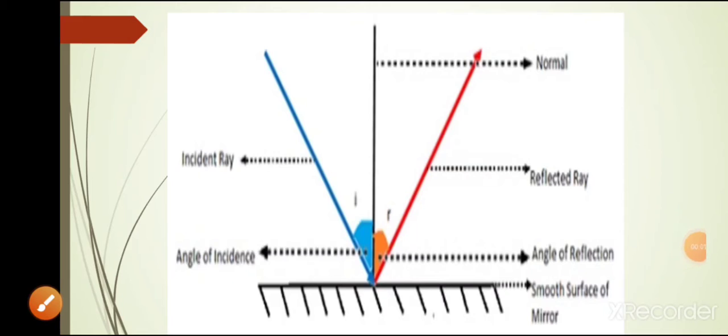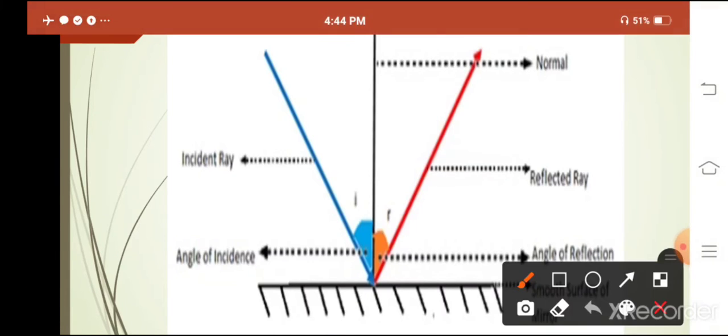Now students, through this figure I will explain to you about the incident ray, reflected ray, normal, angle of incidence and angle of reflection. As I told you about the incident ray, this one is the mirror surface and this blue one is the incident ray. What is an incident ray? It is a ray of light that falls on the mirror. Now you can see this red line, this is the reflected ray. What is a reflected ray? It is a ray of light that bounces back after striking the mirror. Now students, you can see the normal, which is the black line. The normal line is a perpendicular line drawn on the surface of the mirror at the point of incidence.